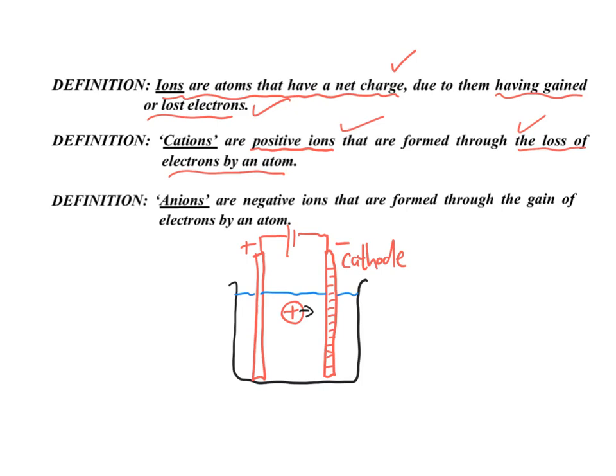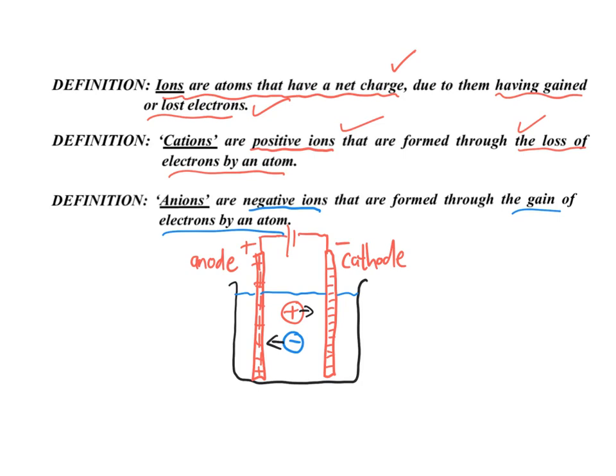If we look at the positive electrode, it has got a shortage of electrons in it. So what happens is the negative ions are attracted to the positive electrode. But the positive electrode in electrochemistry is known as the anode. So the anions are the negative ions that are formed through the gain of electrons. So negative ions are attracted to the positive electrode, and therefore the negative ions are called anions. I think you see the AN.